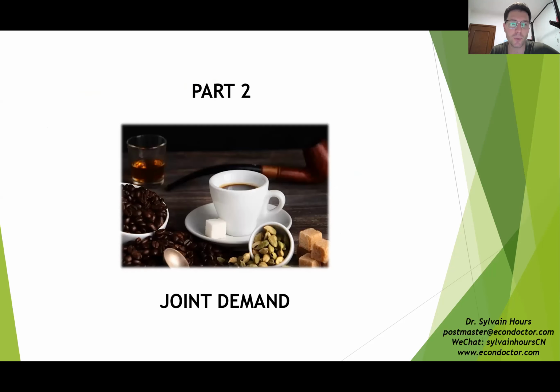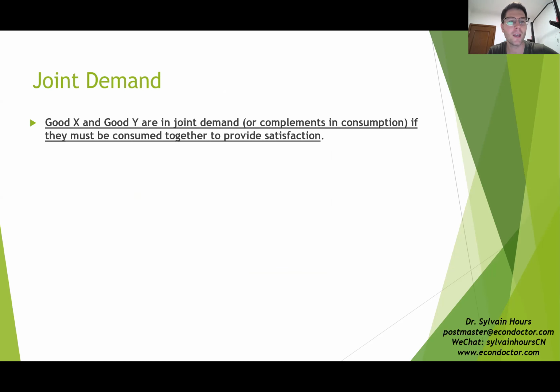Joint demand, what we have here, we have sugar, coffee, whiskey. I don't know what's behind. Yeah, well, mostly sugar and coffee. That's why I included that picture. Yeah, if you put your whiskey in your coffee, I think we call it an Irish coffee, right? Joint demand, you need to buy them together.